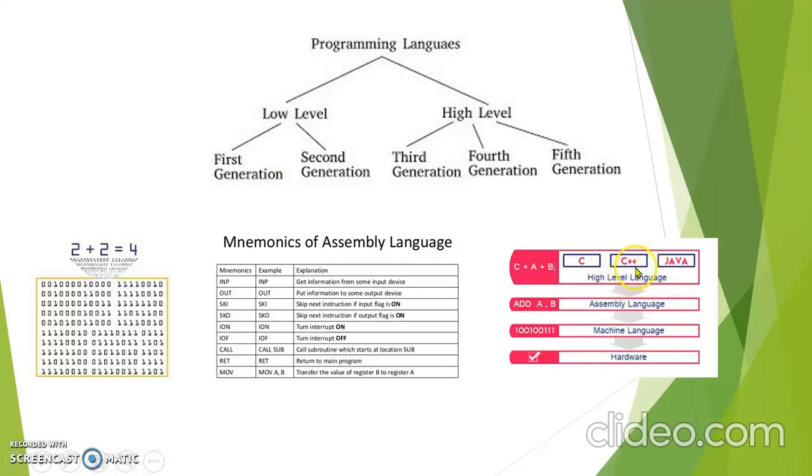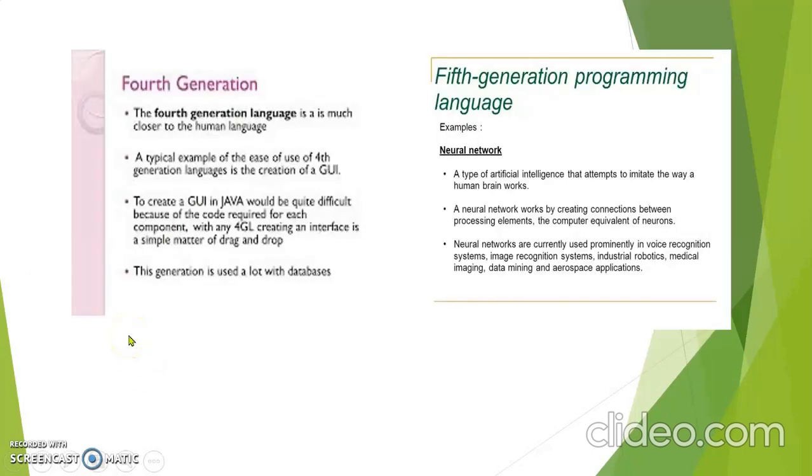So high level language means third generation language. Now later on we will know about fourth generation language and fifth generation language. This is all about fourth generation. In fourth generation, the language is closer to human language.